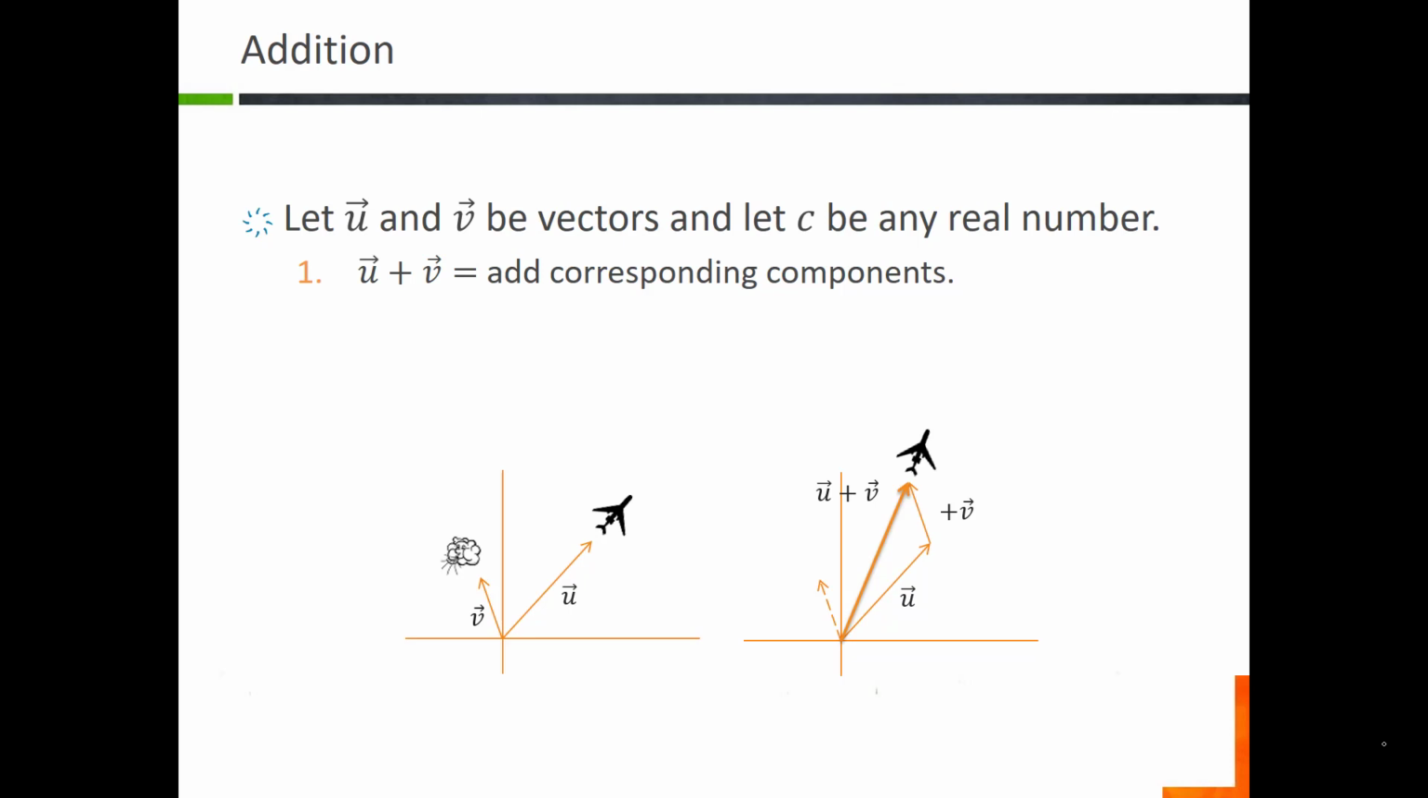We're just putting one vector on the end of the next vector. And if you have multiple vectors that you're adding together, you can do the same thing. Just keep putting one vector at the end of the next vector.